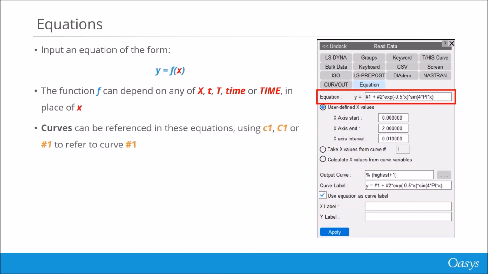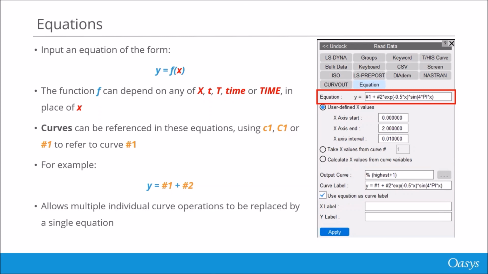You can also reference curves in these equations using the curve number preceded by either the letter C or the hash symbol. For example, y equals curve 1 plus curve 2 is valid, and this allows multiple individual curve operations to be replaced by a single equation.